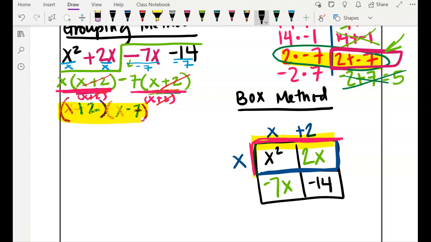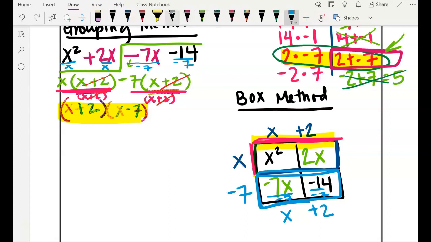Now, on the bottom two, think of that as a rectangle again. If negative 7x minus 14 is the area, we can factor out a negative 7. That means we're going to divide this by negative 7. That's going to give us x, and then negative 14 divided by negative 7 is positive 2.